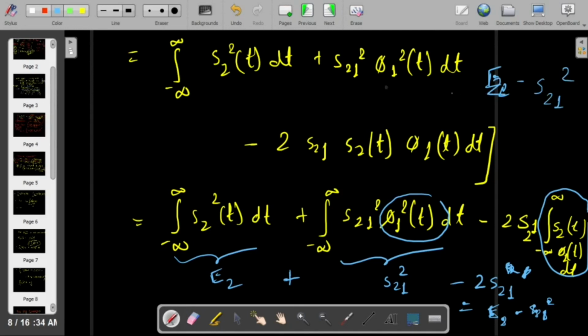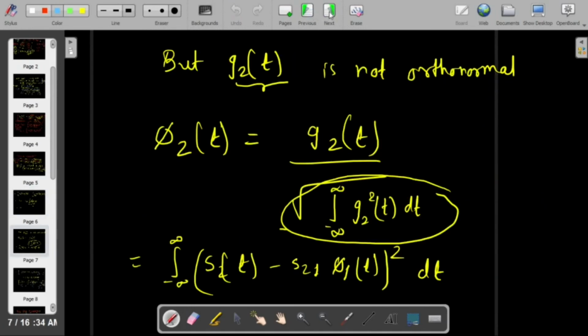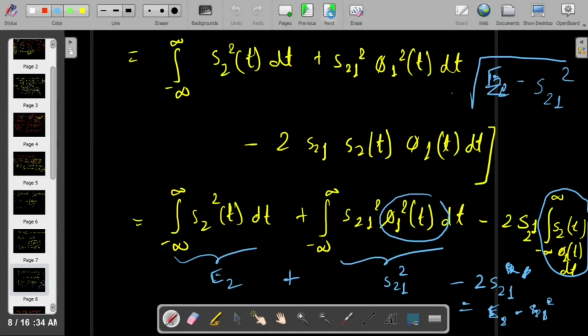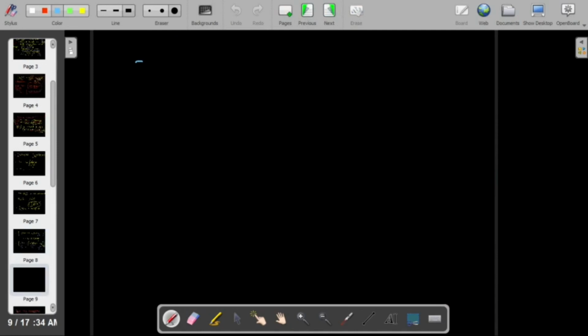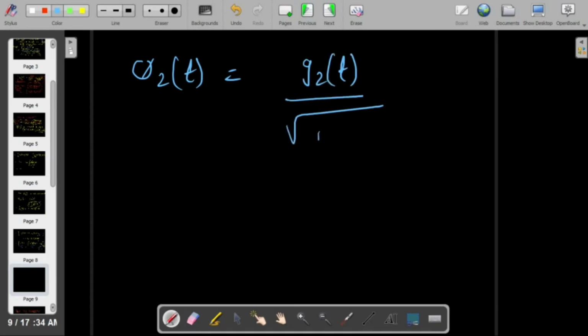So let's take the square root, of course, this is the energy of our G2 signal. So we will substitute it here. What we get at the end, because at the end we want phi 2, is that phi 2 will be G2(t) divided by the square root of E2 minus S21 square, right?